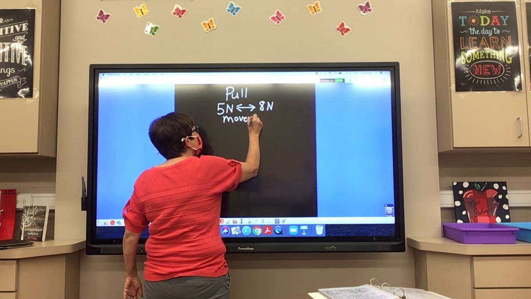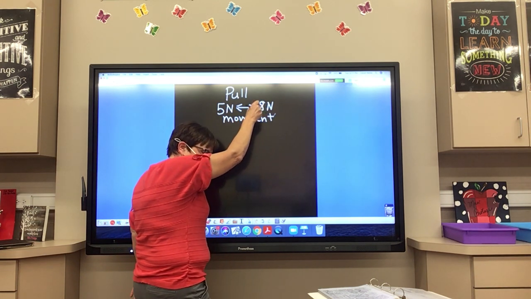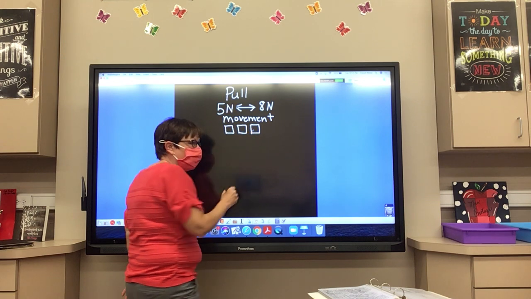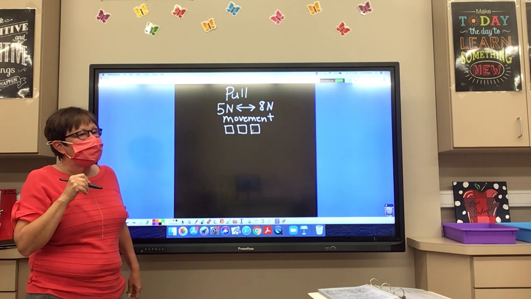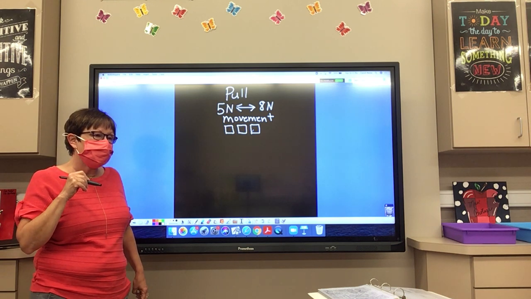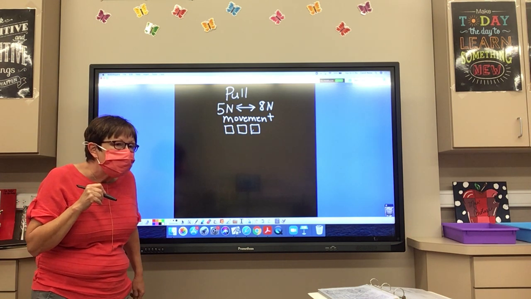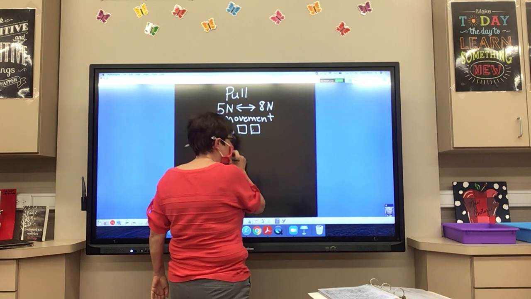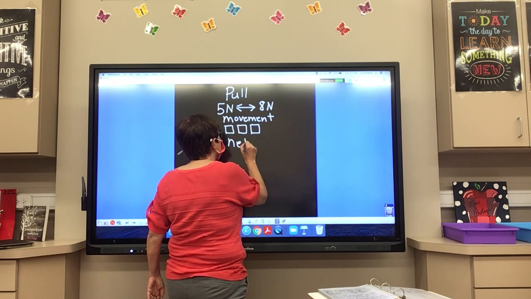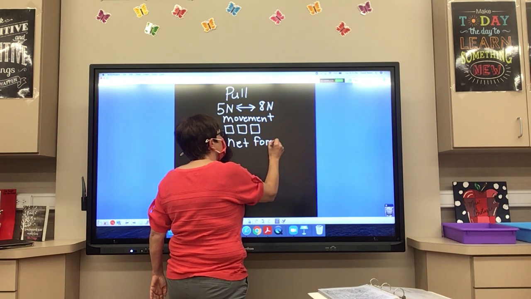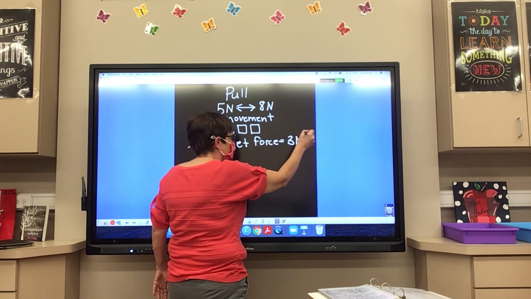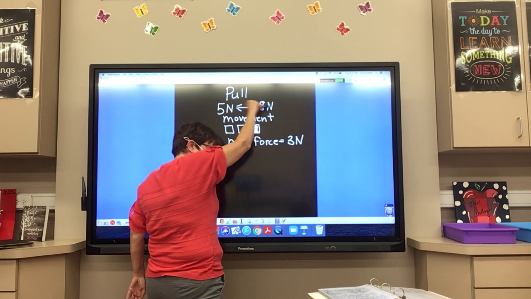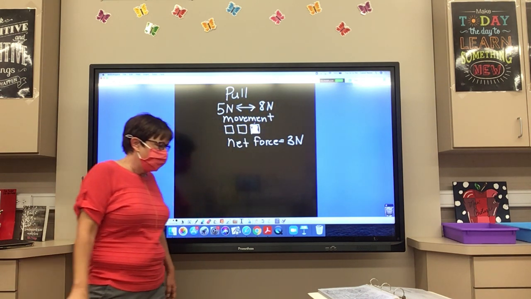The force of that movement is what? What is the net force of that? What do you think that is? What is it? Yes? 3 newtons. So net force is 3 newtons. Make sure I'm getting it just like it is on your page. Net force equals 3 newtons. Our force is going this way because the force here is greater on this side, because the wagon's being pulled that way. Okay?